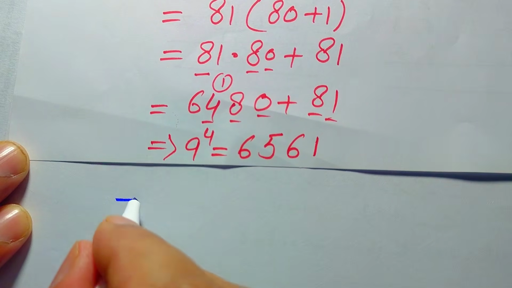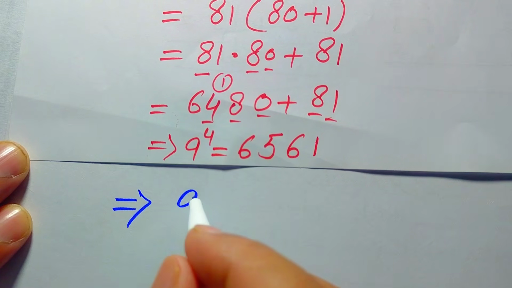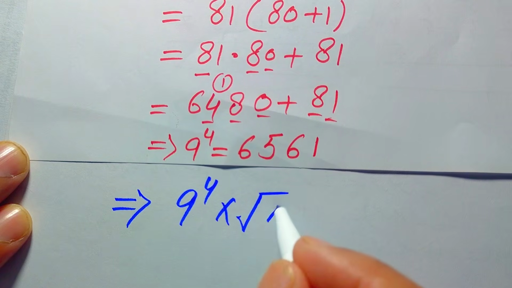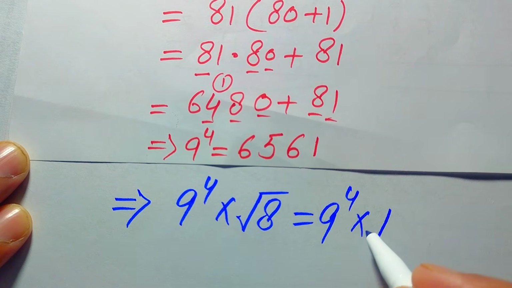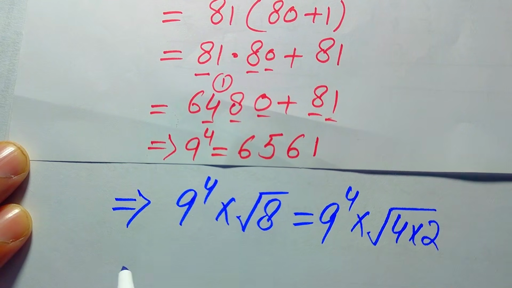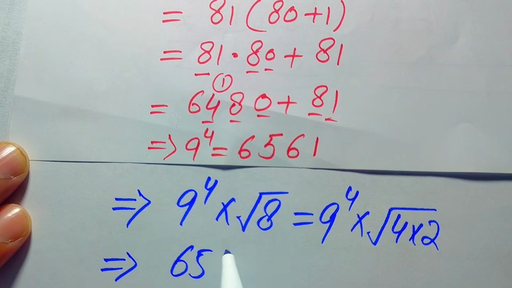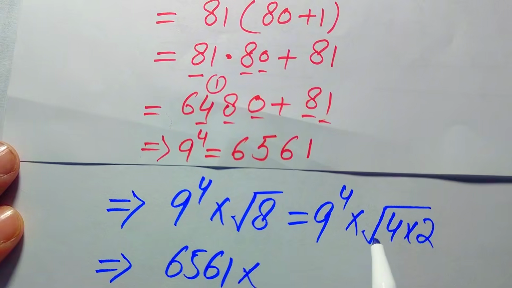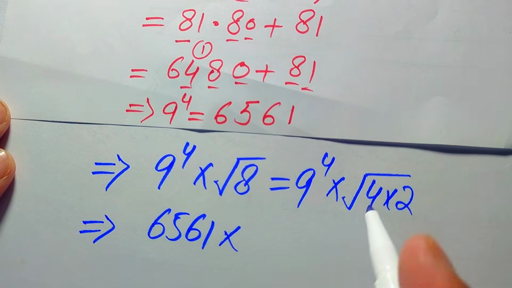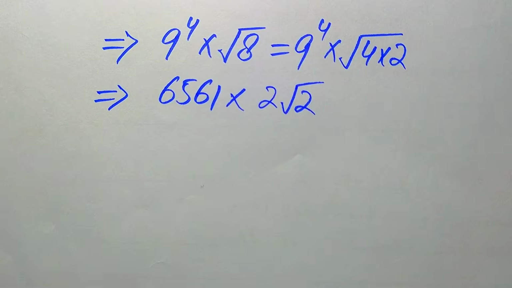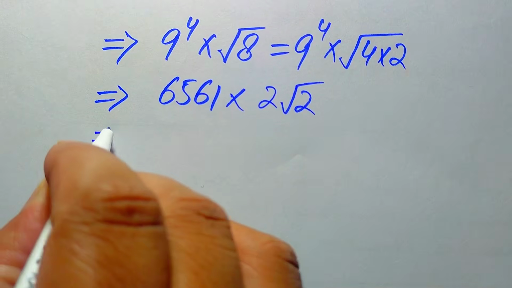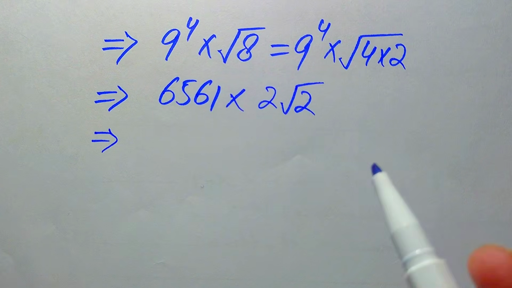So we replace the value of 9 to the power of 4 in the above expression. Our above expression is written as 9 to the power of 4 multiplied by the square root of 8. We rewrite this term as 9 to the power of 4 multiplied by, we write 8 as 4 times 2. Now we replace the value of 9 to the power of 4, and it becomes 6561 multiplied by, here we know that the square root of 4 is 2, times the square root of 2. After that, we need to multiply this value with 2, and we get our final destination.